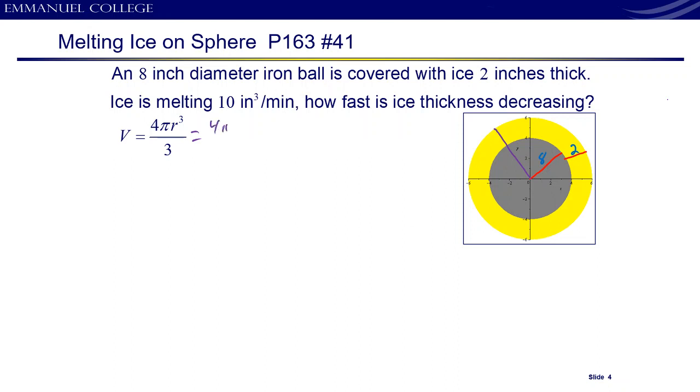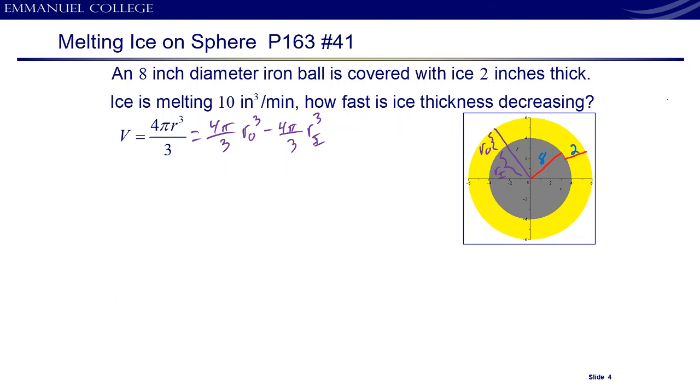So we'll do, this is going to be 4 pi thirds the radius, we'll call this R0 for the radius of the outer, minus 4 pi thirds the radius, and then we'll call this part the inner radius. And that's still going to be cubed.